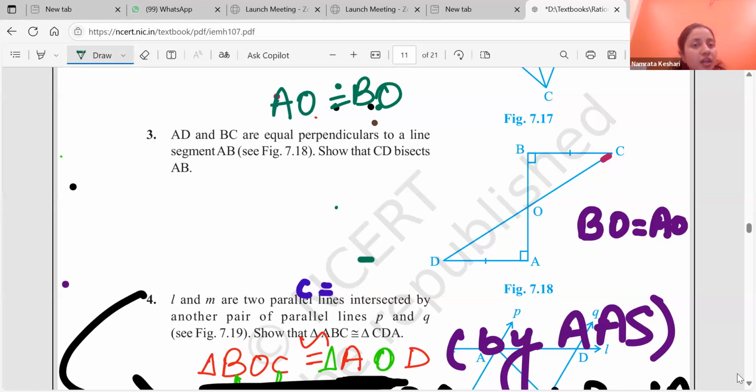The moment we got the congruency, automatically we found that AB and BO are equal in length from the congruency which we have written. And while writing this in brackets we will write by CPCT. That means corresponding parts of congruent triangles are equal, which we have already shown.